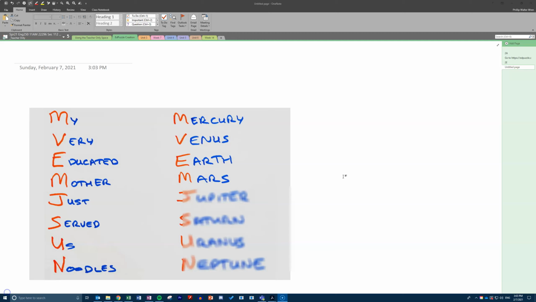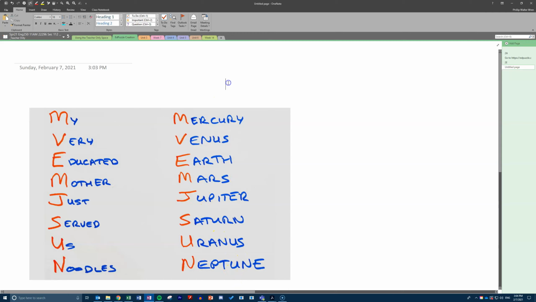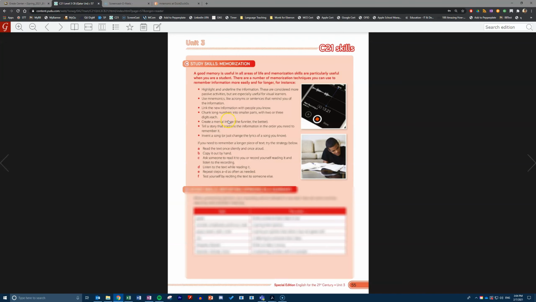For example, this is a mnemonic device, it's a fun word, to remember the names of the planets in English. My very educated mother just served us noodles, which stands for Mercury, Venus, Earth, where we live, Mars, Jupiter, Saturn, Uranus, and Neptune. This is an example of a mnemonic device. You can come up with your own to help you remember information.